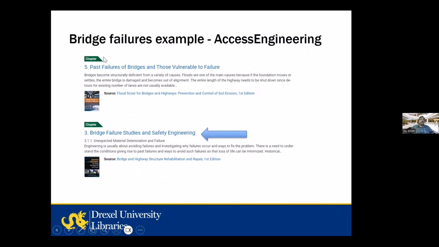You can browse for different collections, or you can just type your keywords and find them here. So I searched for bridge failures, and these are book chapters on past failures of bridges and those vulnerable to failure. And it comes to you from a book. This is the title of the book. Similarly, there's a second chapter on bridge failure studies and safety engineering: unexpected material deterioration as a cause of failure. So you have to be very careful about testing of those materials and selecting those materials that are safe. And you have to constantly inspect those bridges as well. And this is from a book called Bridge and Highway Structure Rehabilitation and Repair.